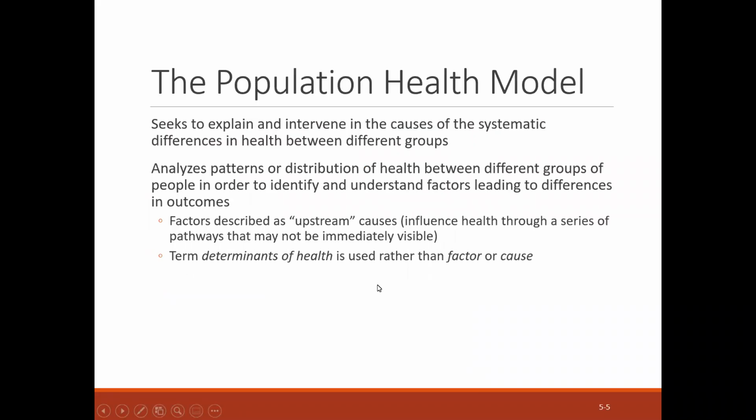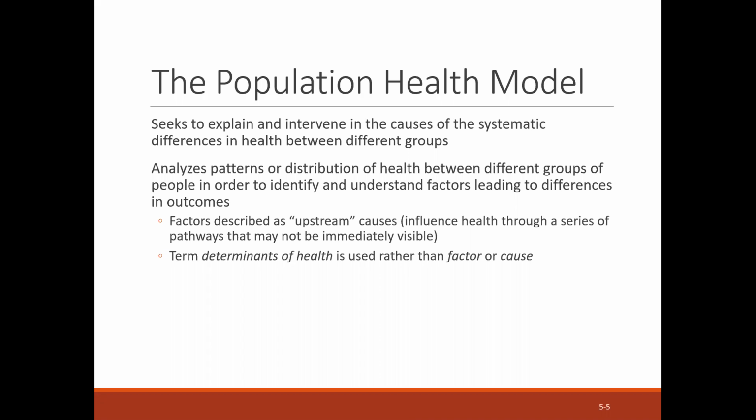So the population health model seeks to explain and intervene in the causes of the systematic differences between health in different groups. And these are things I'm sure you're learning about more in your classes, but we're really looking at understanding the patterns or distribution of health between different groups of people in order to identify and understand factors that lead to differences in health outcomes.